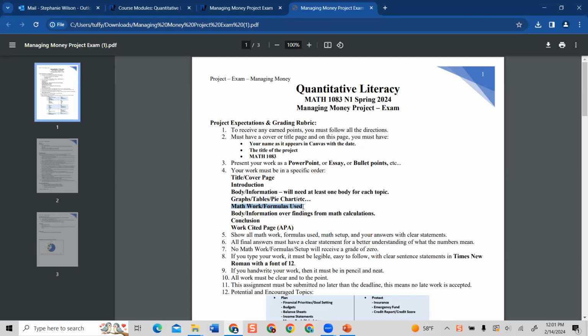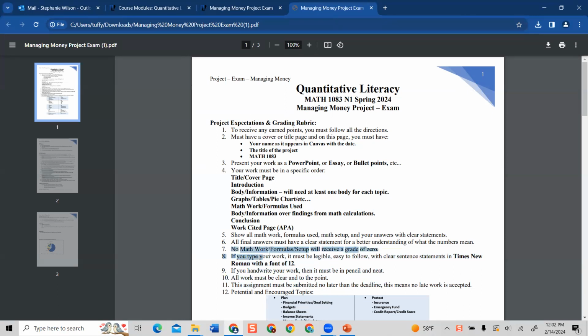And I know this goes to section 2, question, whatever. And then your notes, that's what's going here. It says body of information over your findings from the math calculation. As you were doing each one of those sections, you were taking notes. This is your notes. You're going to have a conclusion, and then you're going to have a works cited page. I want you to do Times New Roman with font 12 if you use the computer and you type it.